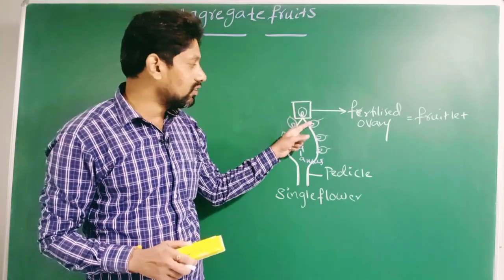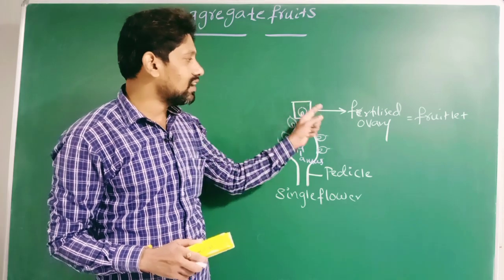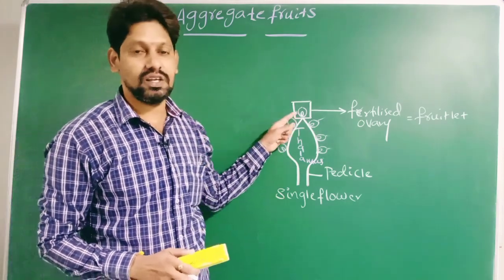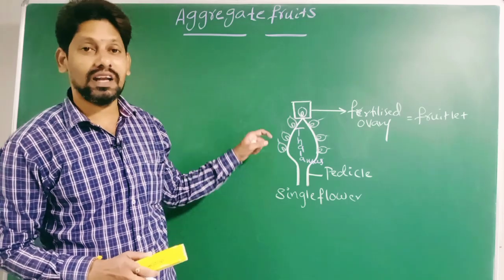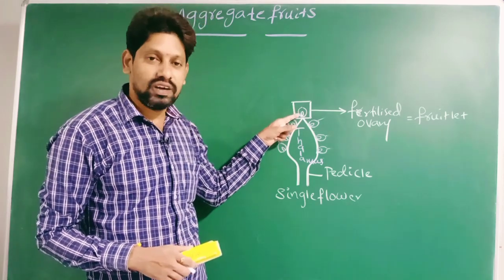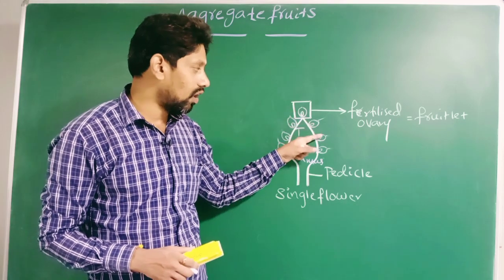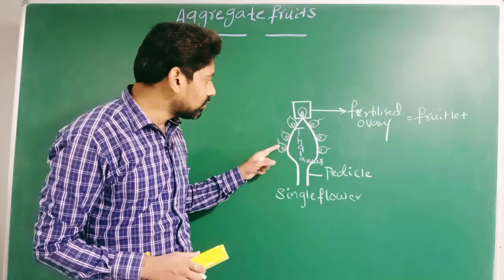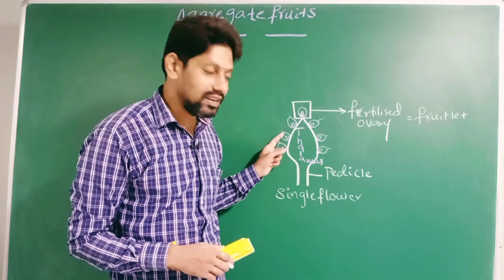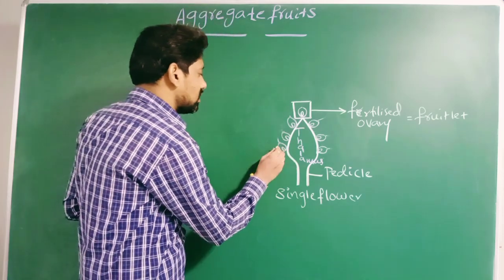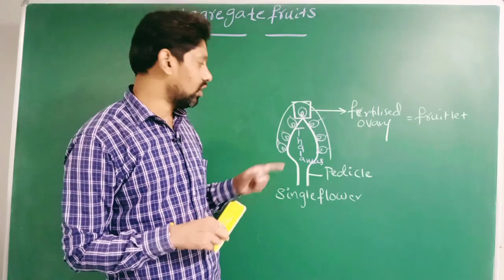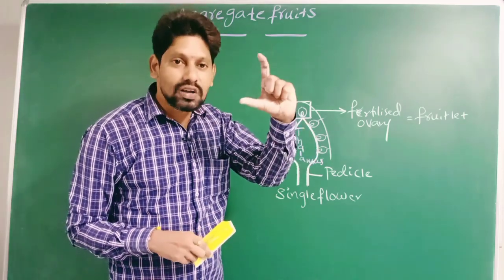For example, 1, 2, 3, 4, 5, 6, 7. Here 7 fertilized ovaries are present. How many fruitlets? 7 fruitlets. Therefore, the number of fruitlets is equal to the number of fertilized ovaries. Each fertilized ovary develops into a fruitlet. All these fruitlets are closely aggregated on the thalamus and form a single fruit.